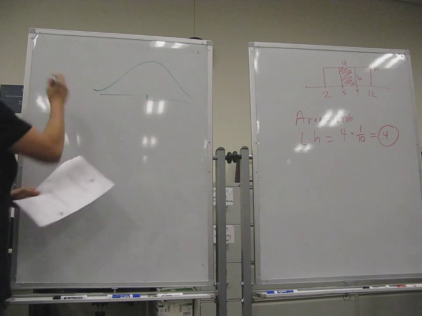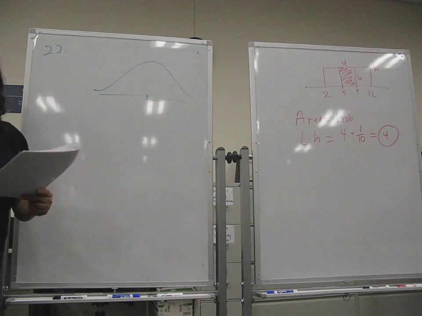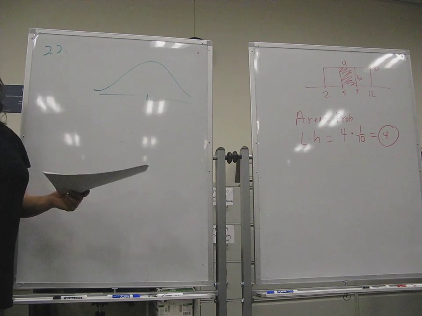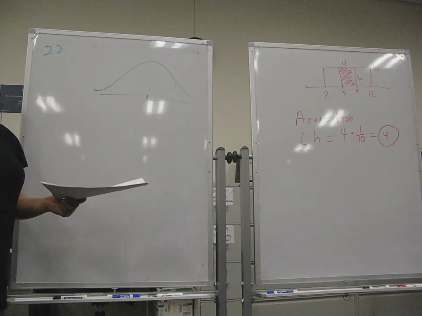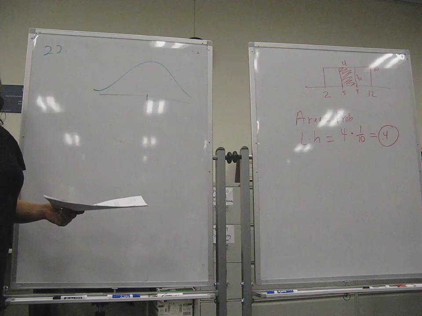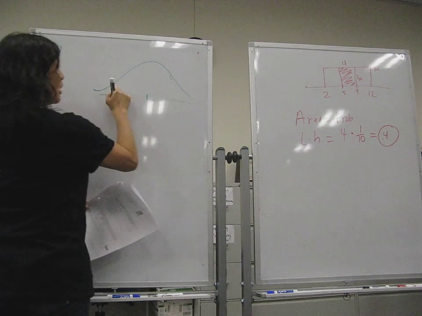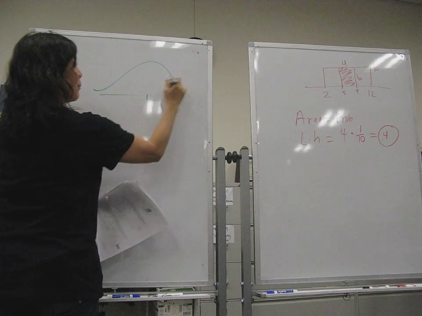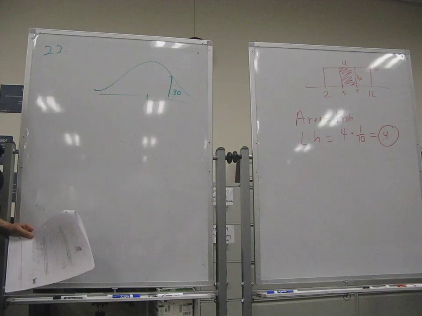Number 22. Where's this number 22? Upper 30%. What's upper 30%? It's not a z-score. Is that an x value? It's an area. They gave me an area. Upper 30%. So this is going to be, wait, is this side or that side? Right side. Upper 30%. They gave me this in here. Do you guys see what I'm saying?